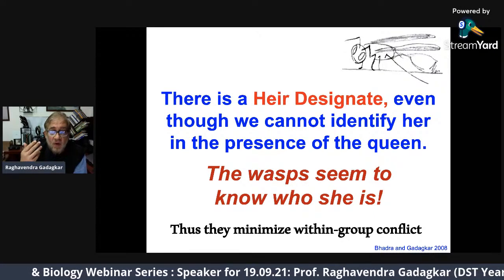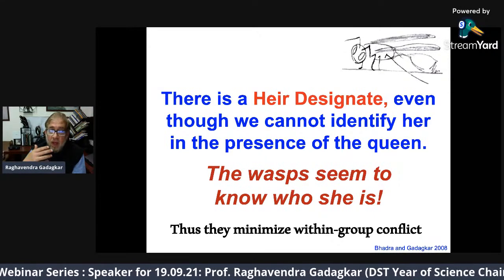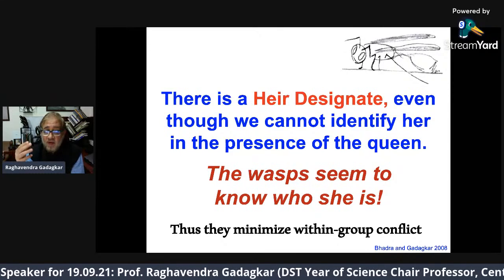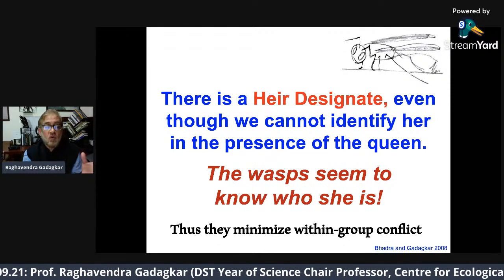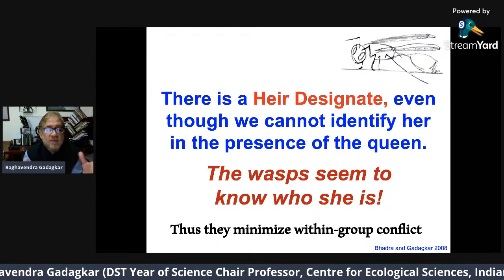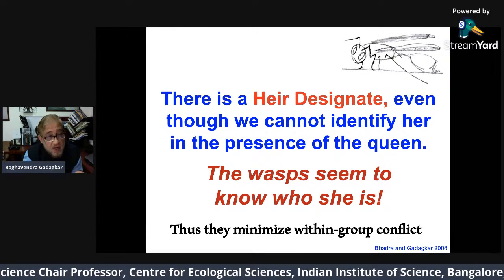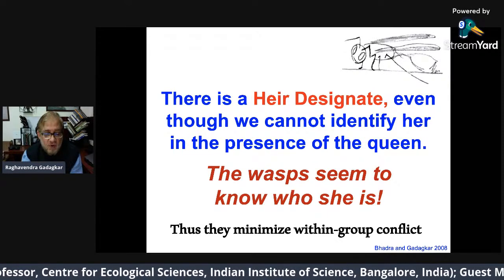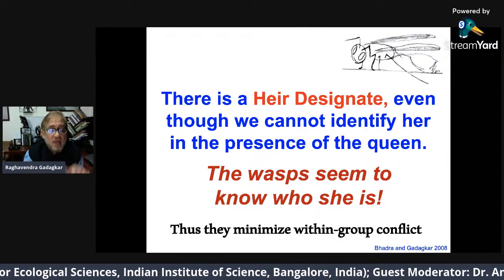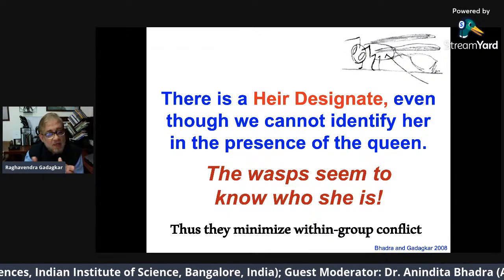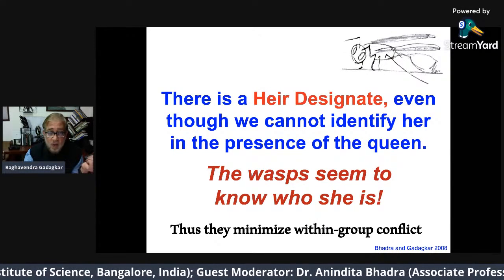And this kind of hair designates, especially a queue of hair designates, allows them to minimize within-group conflict. So as soon as the queen dies, they don't start fighting with each other. Whatever fighting has to be done, they seem to do beforehand, and it's already known who the next queen will be. So in a time of crisis, they do not have conflict. And that, you can imagine, is very efficient for the colony.